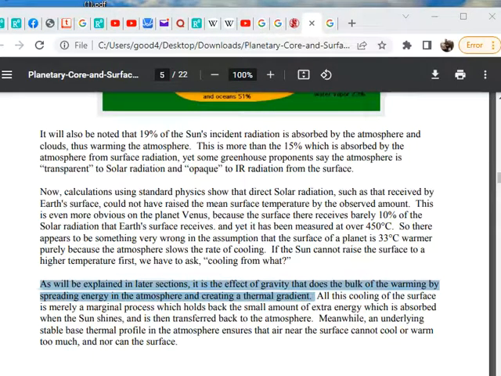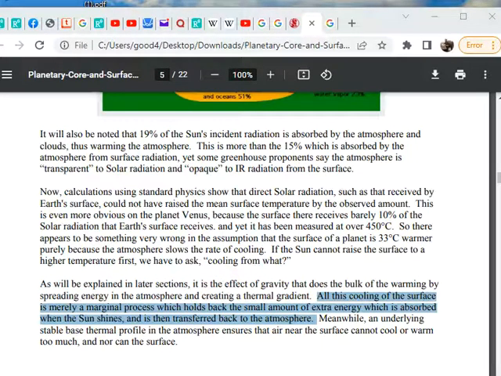Okay, Douglas says, as will be explained in later sections, it is the effect of gravity that does the bulk of the warming by spreading energy in the atmosphere and creating a thermal gradient. That will surprise me, but I guess we'll find that out when we get to it. All this cooling of the surface is merely a marginal process which holds back the small amount of energy which is absorbed when the sun shines and then transferred back to the atmosphere.